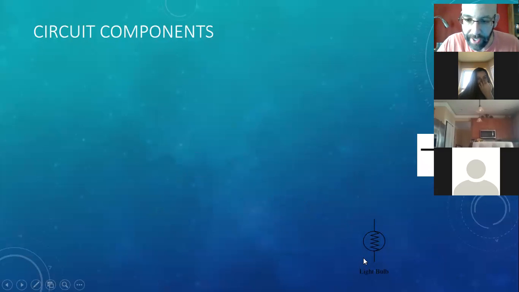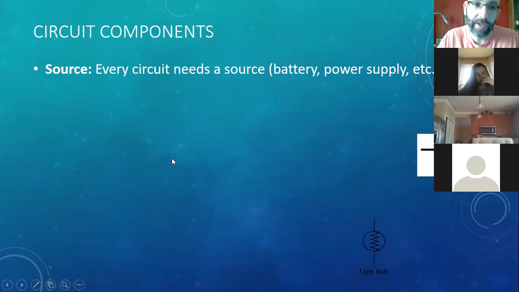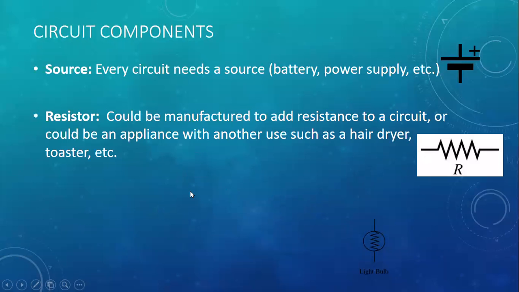Okay, so let's go back and look at the PowerPoint. All right, so components of a circuit. The basic components that everything needs is a power source, again, a battery or a power supply. If it's drawn out in a diagram, it gets the symbol to the right. It's basically two lines, and they're different in length to show there is a potential difference.